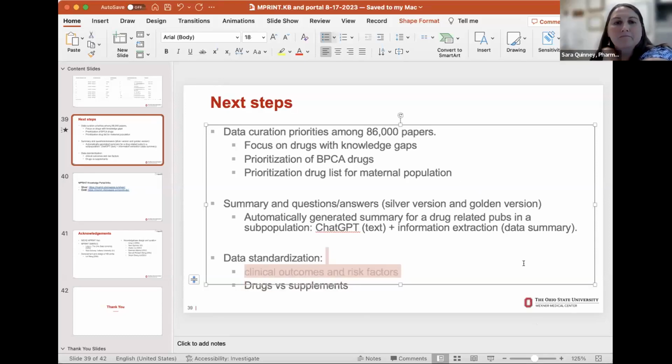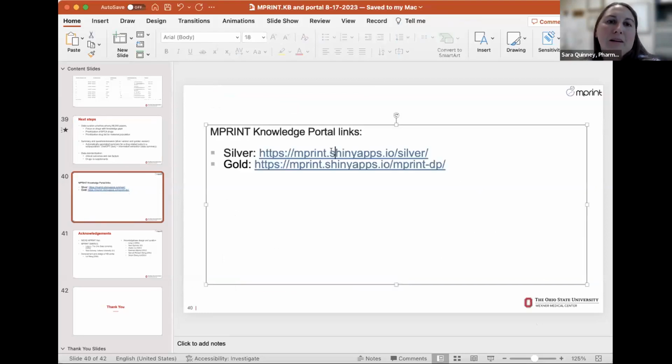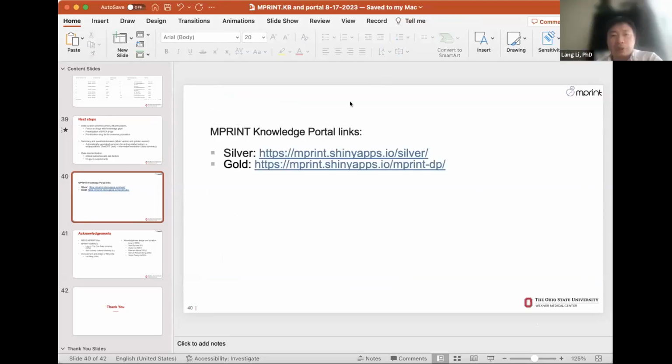So Lang, we have a little bit of time left. We've had a request that you pull up the silver version of the database, and I actually have it up if you want me to, or if you can go through it there. Yeah, I'll show. Sarah, can you show maybe? Yeah. Did I stop sharing? Okay, you get to the right screen here.